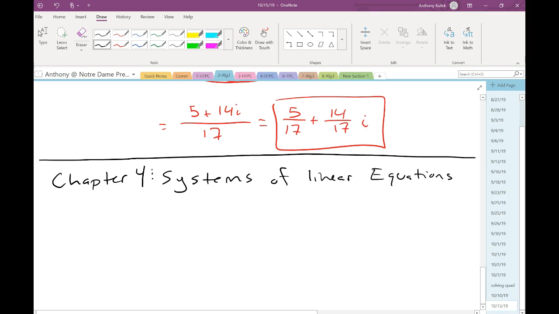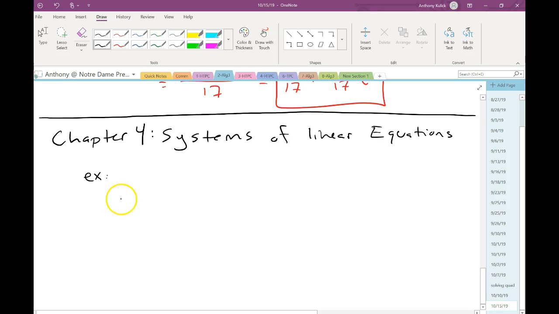So chapter 4 is about systems of linear equations. So what do I mean by a system of equations? And what do I mean by a solution to that?